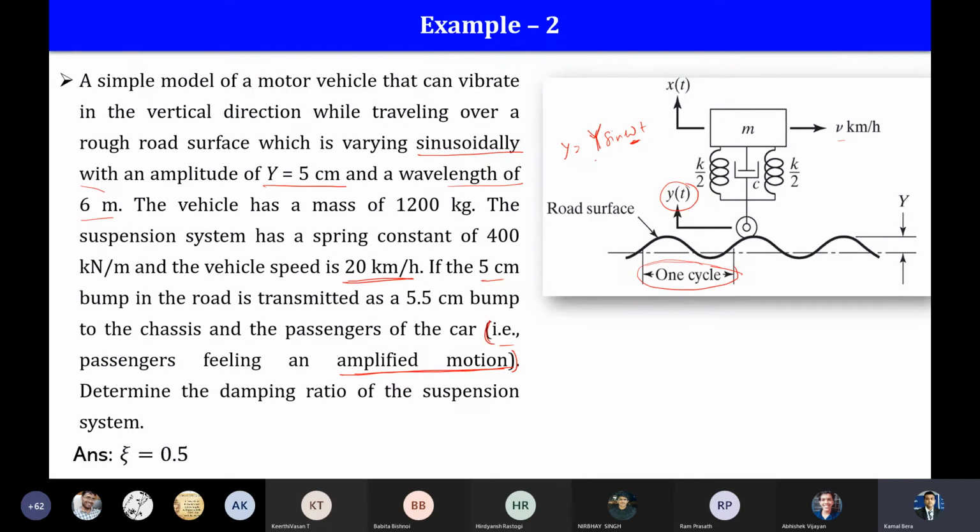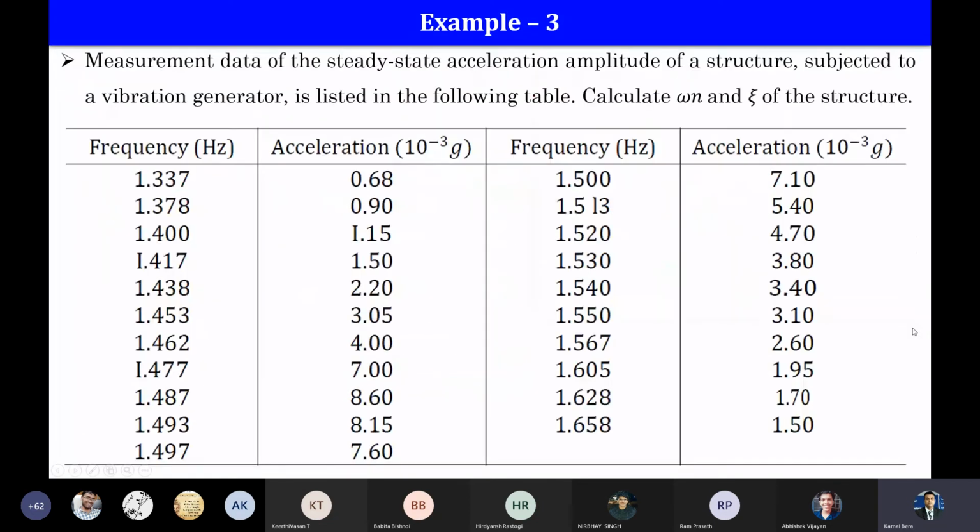Then you have to find the forcing frequency. Forcing frequency equals 2 pi by T. How will you find T? T is the time required to travel one cycle. The wavelength is given, 6 meter, and the velocity is given. From that you can find how much time it takes for one cycle. Now do the next problem.